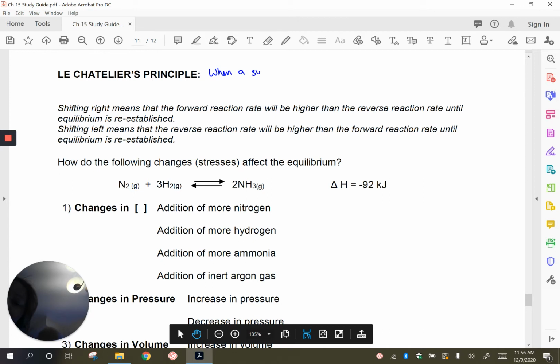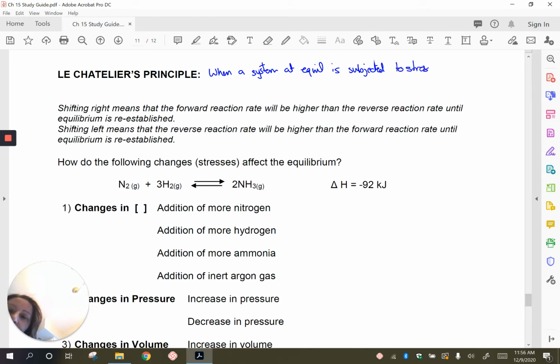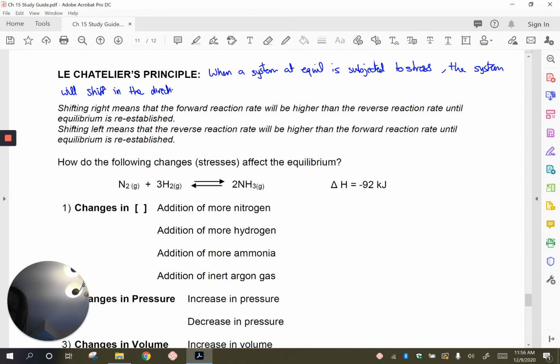When a system at equilibrium is subjected to stress, the system will shift in the direction that minimizes the effect of that stress.